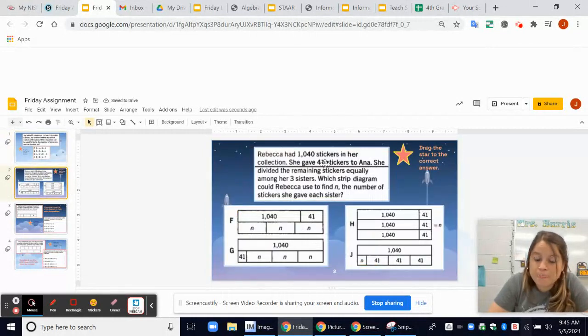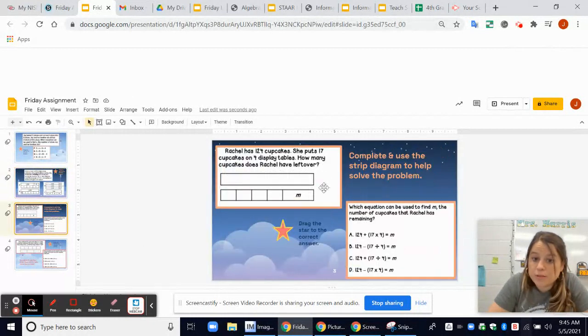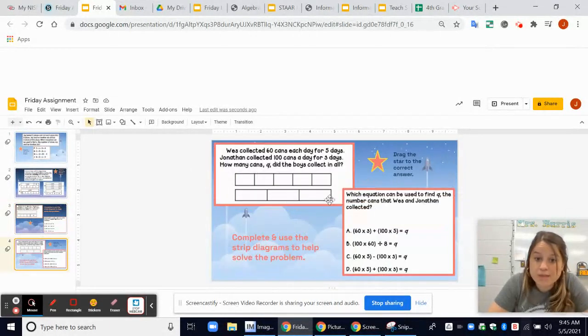Here's another one. Gives you the problem. Which strip diagram goes with it? This one gives you the problem. Which strip diagram or which equation goes with it? It already gave you a strip diagram. And then this one, same thing. Gives you a strip diagram. What are they doing? What's the equation? Okay, and you're just dragging the star to the correct answer.